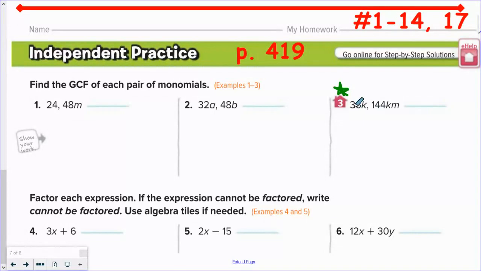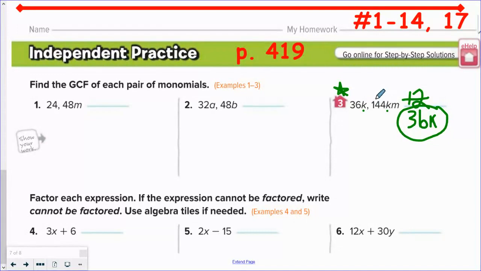We need to know the greatest common factor of 36 and 144. Nope. Scratch that. I just rechecked. Our greatest common factor is 36. Then we gotta look for variables. Do they both have a K? Yes. So 36K. What about M? I have an M here, but do I have an M there? Nope. So 36K is my last one.